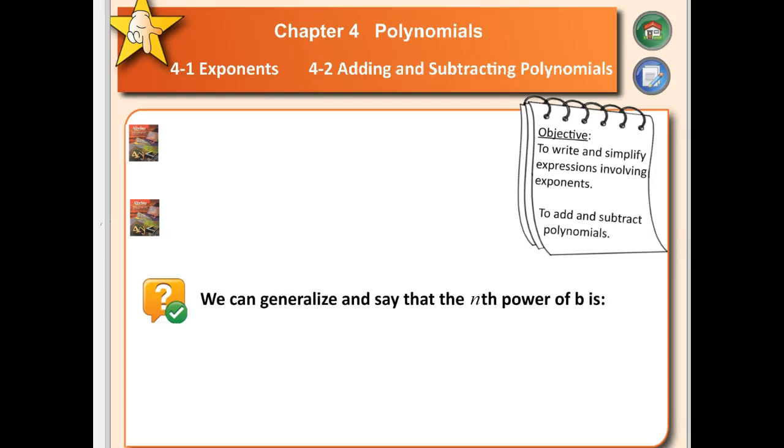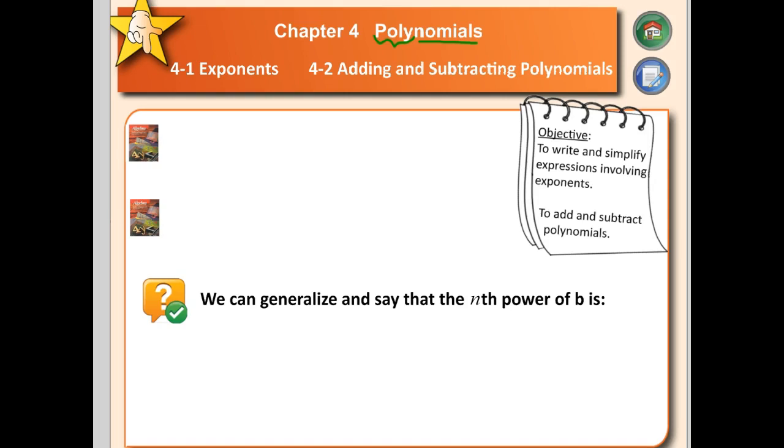All right, class, today we're going to actually start in chapter 4. And if you notice the title of the chapter, it's called Polynomials. Now, what do you think this prefix poly means? That's right, poly means many, and nomials means number. So we're going to talk about many numbers. Now, we're going to actually cover two sections today.